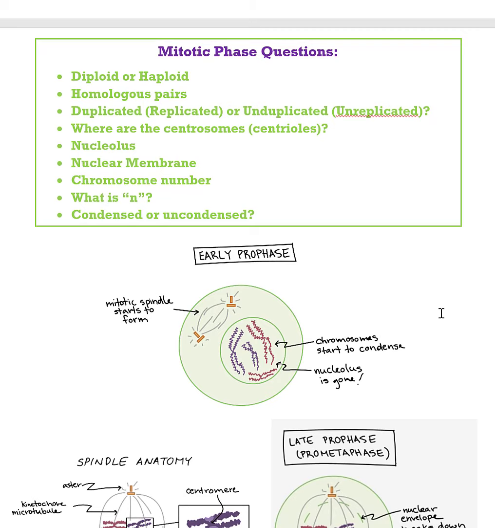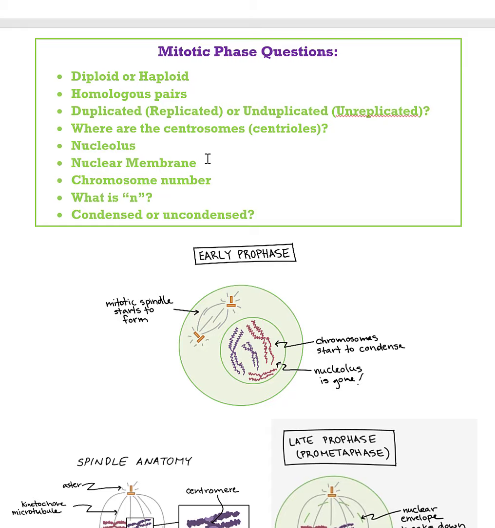So being able to determine if the cell is diploid or haploid. Another way to ask that would be, are there homologous pairs present or not? Is the chromosome duplicated or unduplicated? And that's also referred to as replicated and unreplicated. So you might see those used interchangeably. Another question is, where are the centrosomes? Where are they located in the cell? They're going to be moving around. Is the nucleolus still visible? Is the nuclear membrane intact?